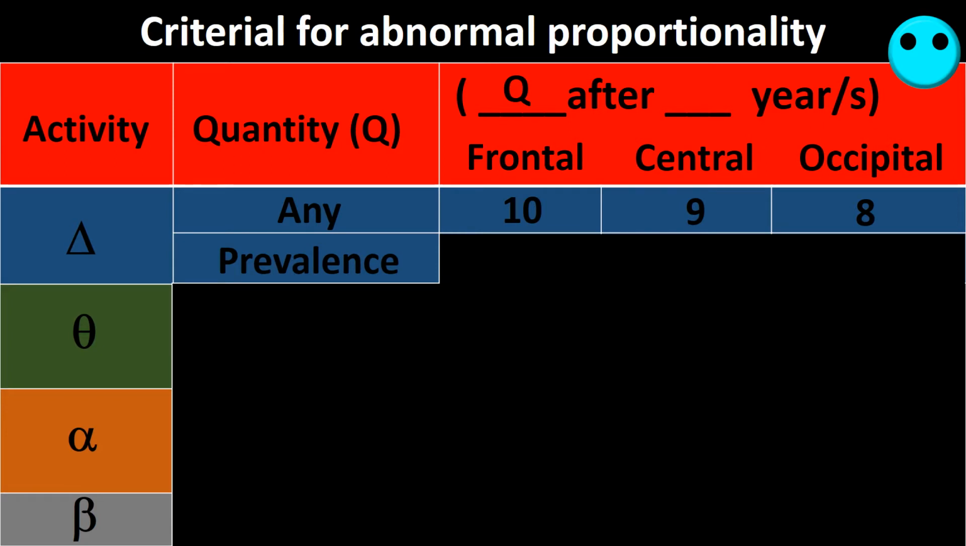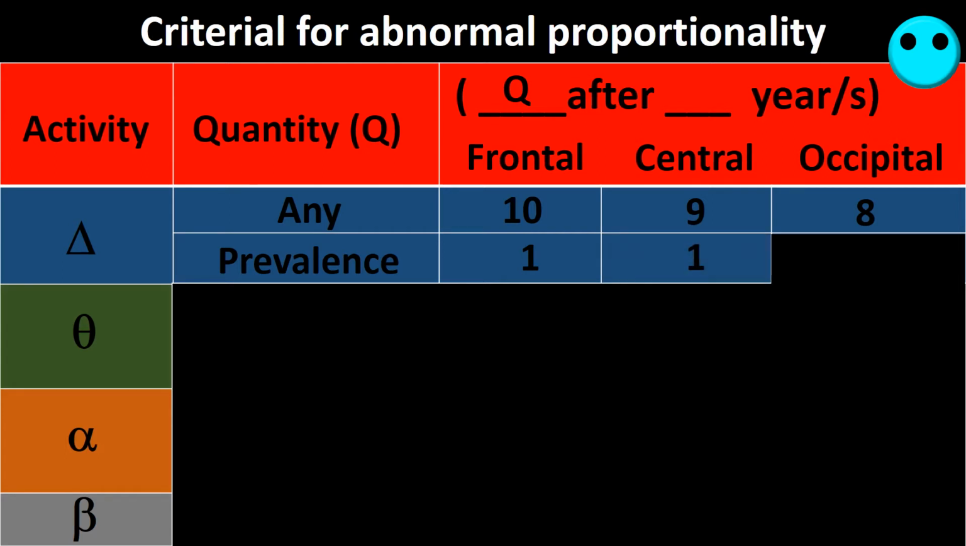So, prevalence of delta activity after 1 year of age in the frontal lobe or region, prevalence of delta activity after 1 year of age in the central region, and prevalence of delta activity after 1 year in the occipital region is abnormal.